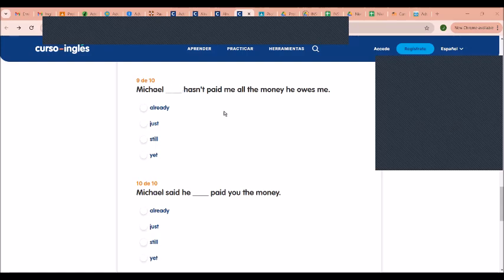Like already. But this is negative, not positive. Present. All right. So we generally use just and already when it's affirmative, because they might be unexpected or they might be recent. The more negative ones are still and yet. Yet goes to the end, and still usually is at the beginning. Practice with me, Irving. Michael still hasn't paid me all the money he owes me. Michael aún no me ha pagado todo el dinero que me debe.